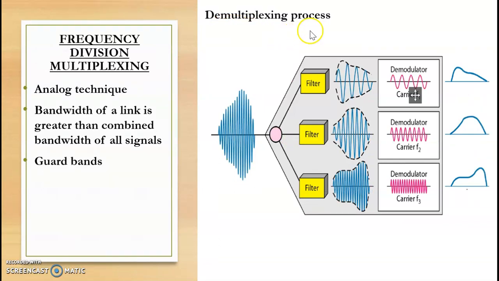Next, let us see the demultiplexing process. So demultiplexing will be at the receiver side. So over here, first the resultant signal is decomposed into individual signals using filters. The individual signals will be then passed through a demodulator to get back the analog signals, which will be then passed to the appropriate output lines.